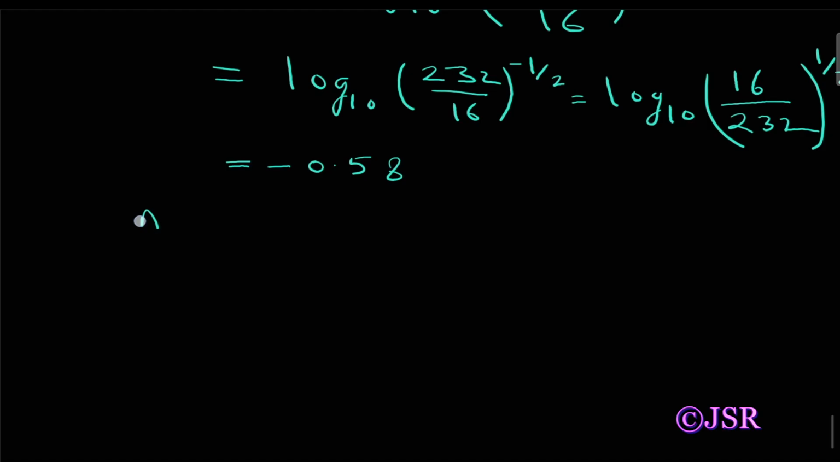So AR by 6 value at omega c1 will be equal to the square root of 16 divided by 232, and this will be equal to 0.26.